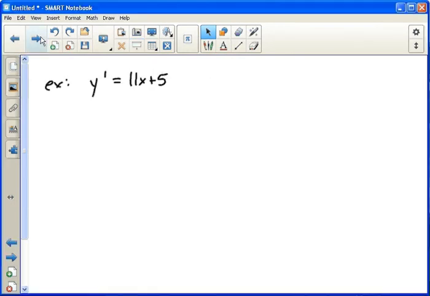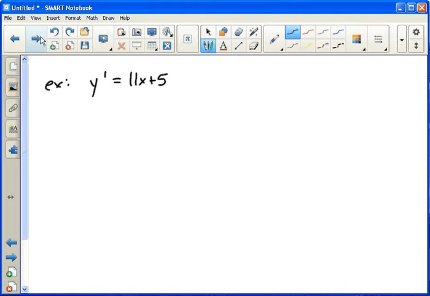So here's our first example, and you'll notice the first few examples are going to be very simple. They're going to seem very similar to things we've done before, but we're just building up to the newer things. So first example, y prime equals 11x plus 5. So the first step, I usually just use the words Leibniz, separate, integrate, simplify. Leibniz, separate, integrate, simplify.